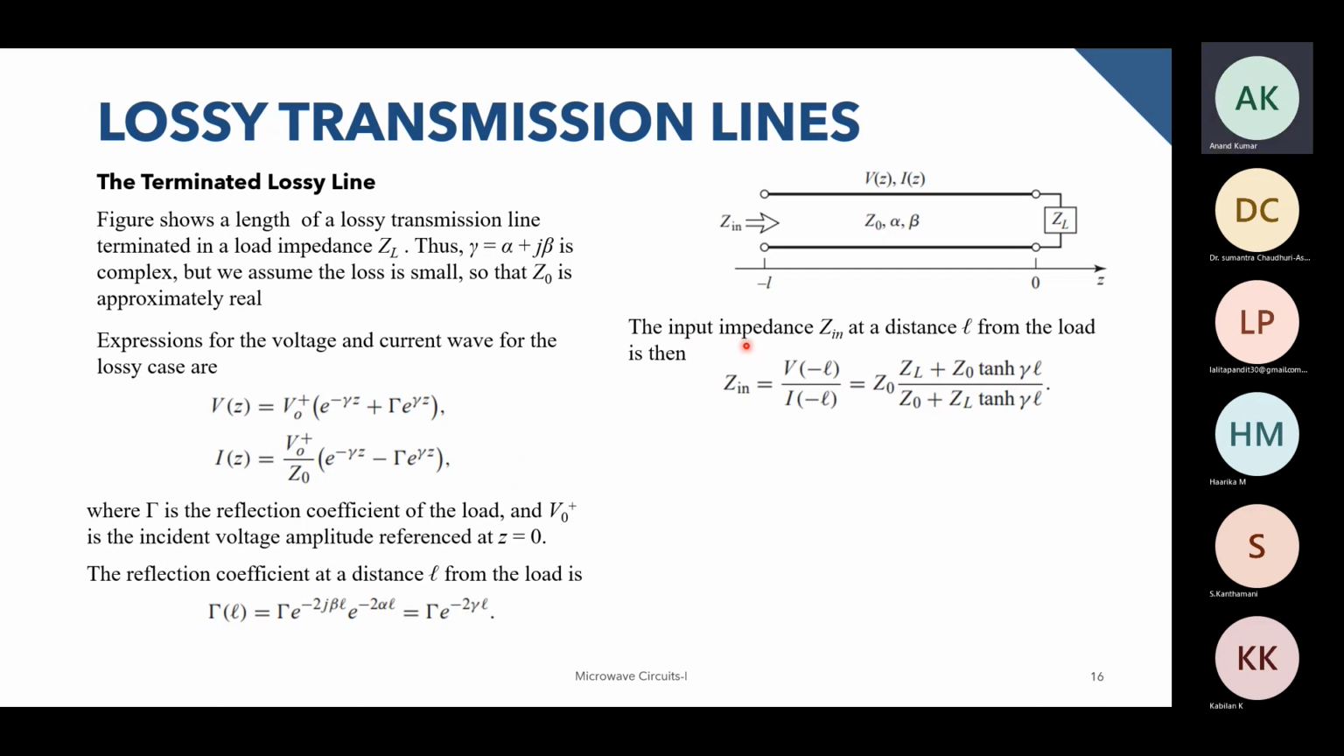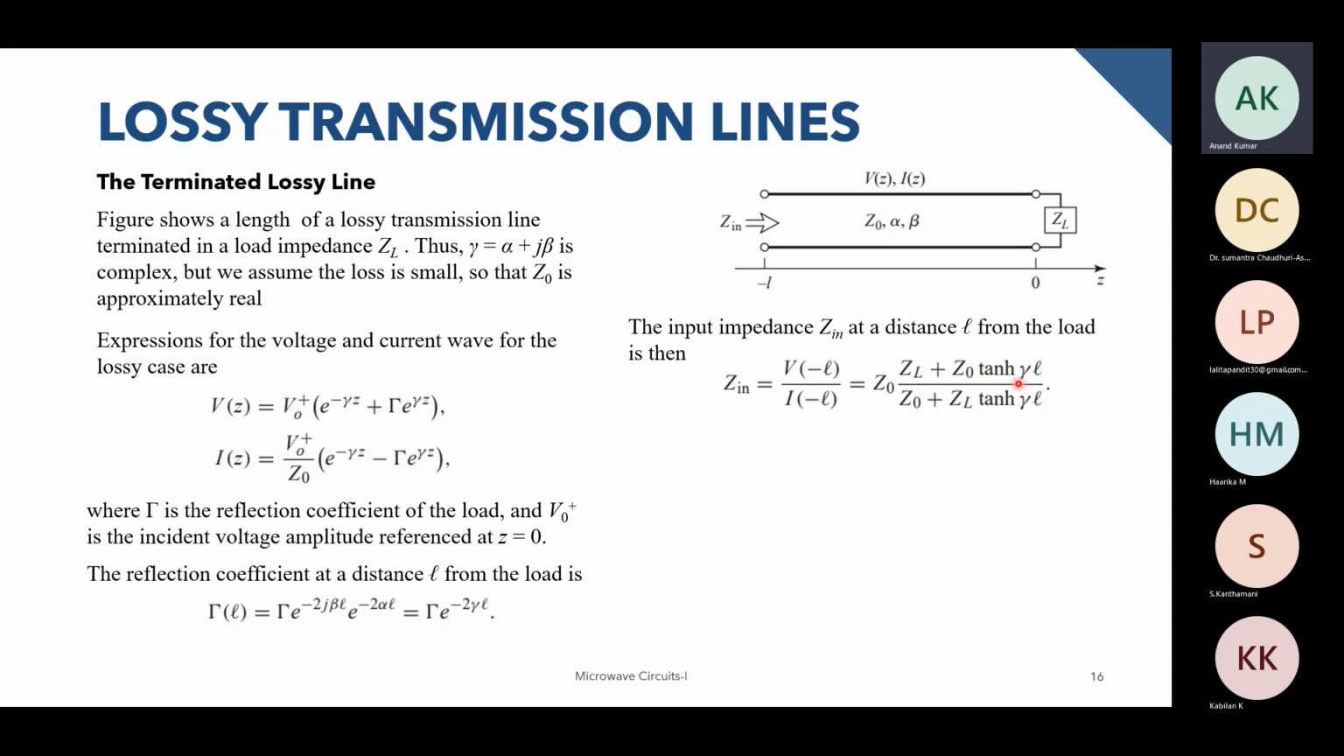And similarly, the input impedance at a distance L, these expressions remain similar. Instead of using tan of j beta L, we will use tanh of gamma L. So a slight change over here. This part remains the same. Instead of using tan of j beta L, we're using tanh of gamma L.